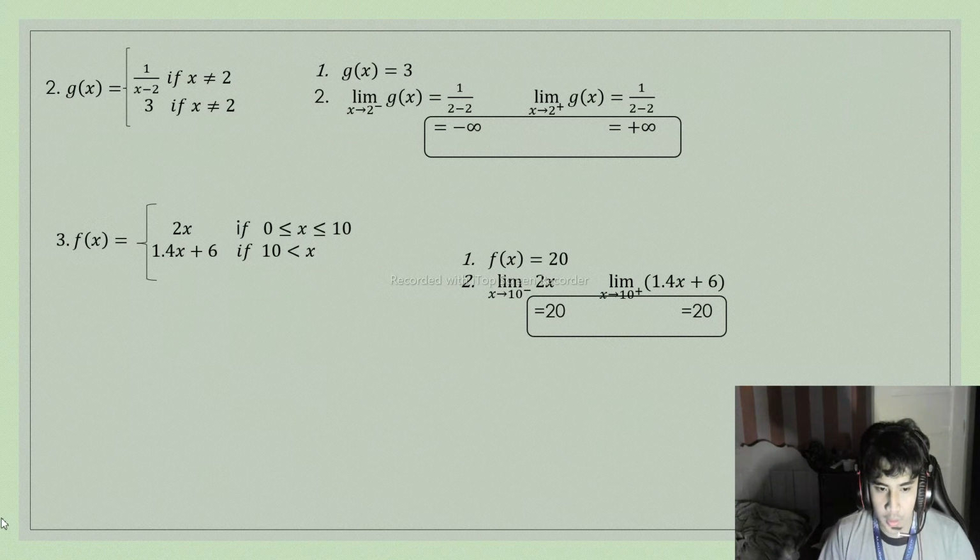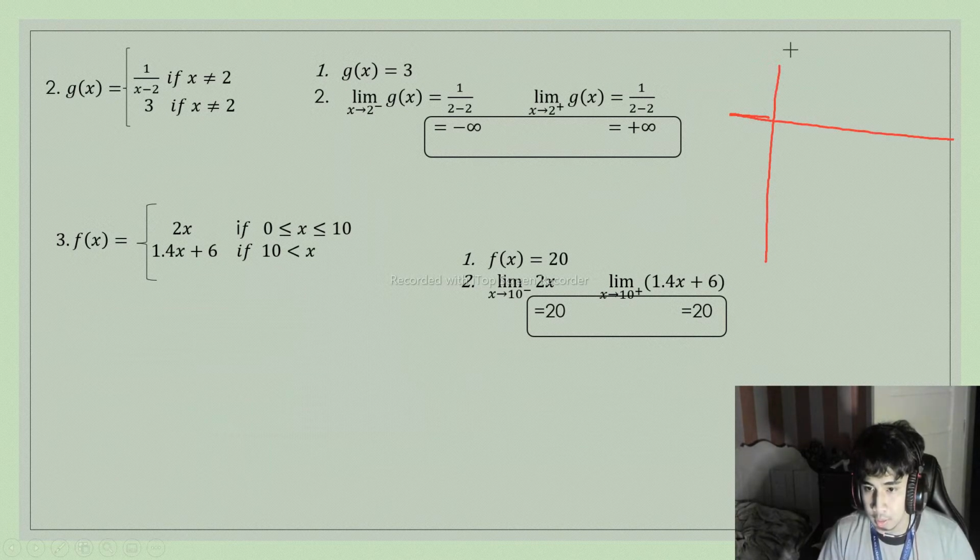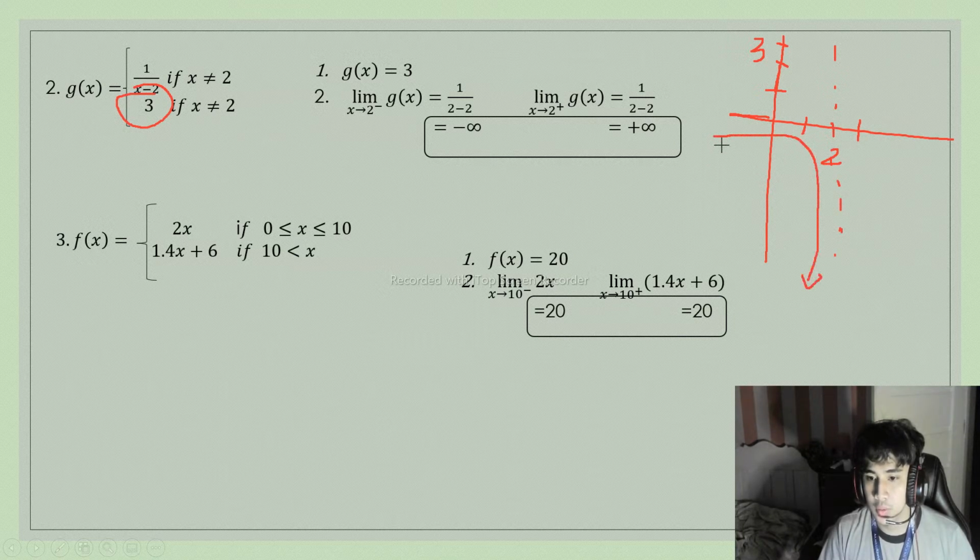Wait, mali. Ulitin natin. Ang graph niya would look like something like this. Ayan. Gandaan natin. Bagya. 1, 2, 3. 1, 2. Oh, ito yung 3, which is this one. At yung 2. So, ayan ang vertical asymptote natin. Tapos pa ganyan siya. Ganyan yung graph natin.